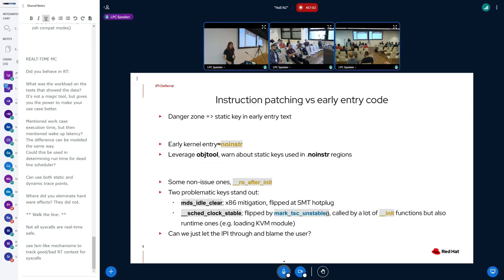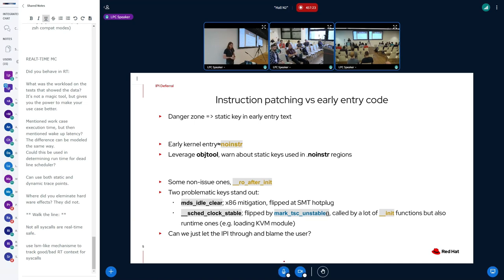Thankfully, at least for static keys, maybe I should talk about other stuff. Because yes, it's instruction patching, so you can also have any sort of probes, so K-probes, BPF. Thankfully, we prevent that from happening in early entry code because it's all no instrumentation. So that gets rid of all of those probes.